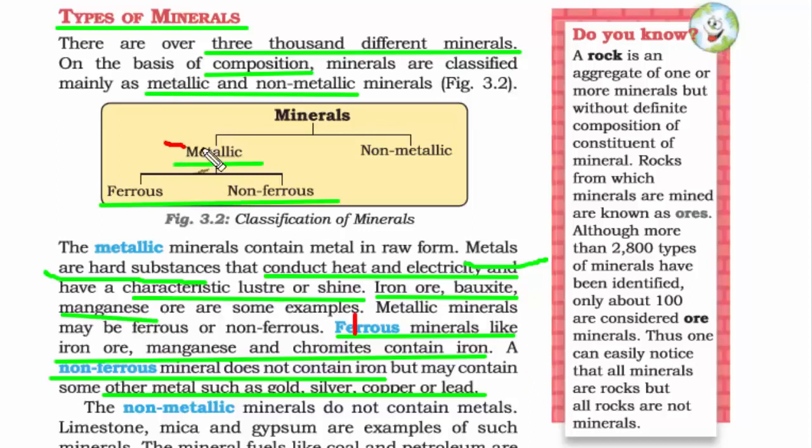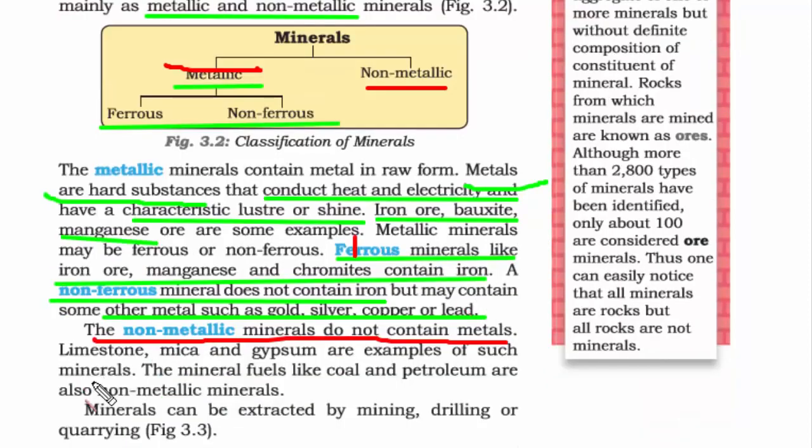Now let's go to non-metallic minerals. Non-metallic minerals do not contain metals. It is very simple to understand in that way. Some examples are limestone, mica and gypsum. They are not at all hard and they don't contain any ounce of iron. Some other mineral fuels, such as coal and petroleum, are also part of non-metallic minerals. So this was a brief classification of different types of minerals.